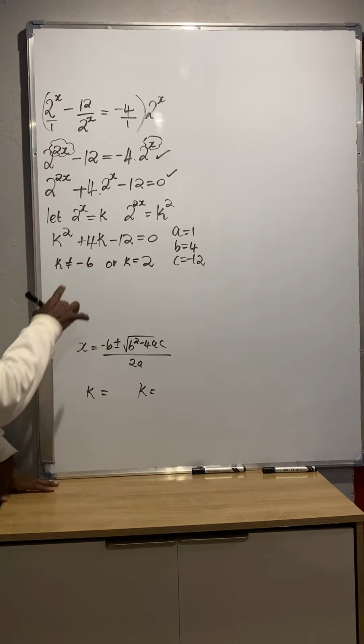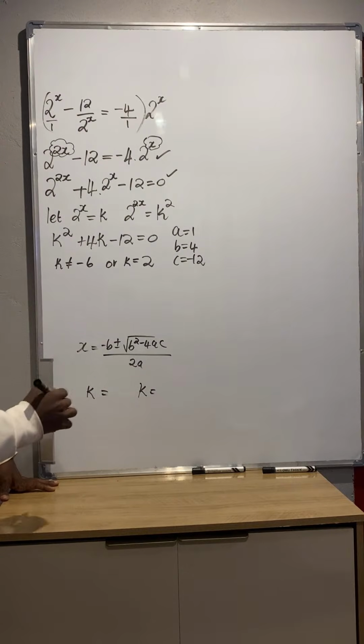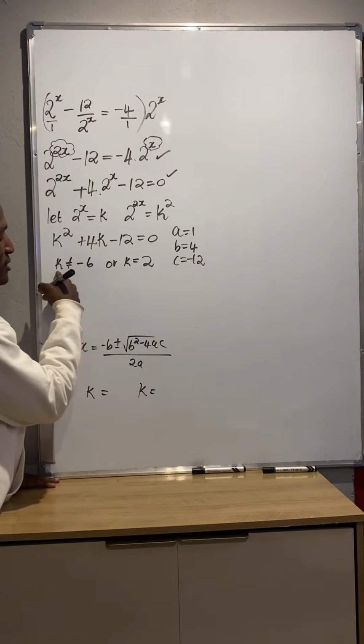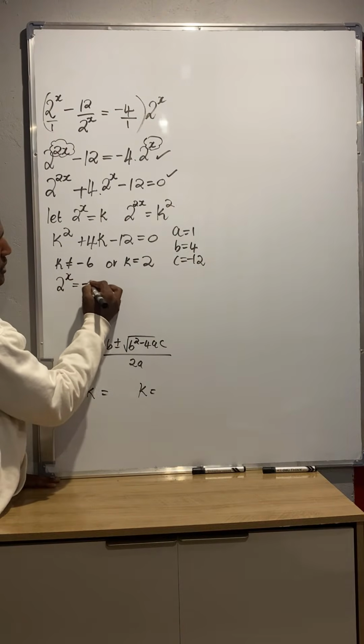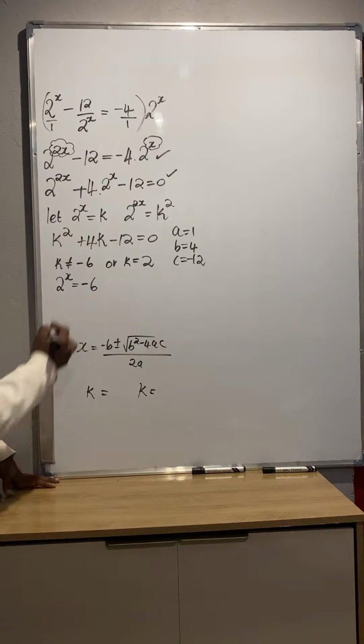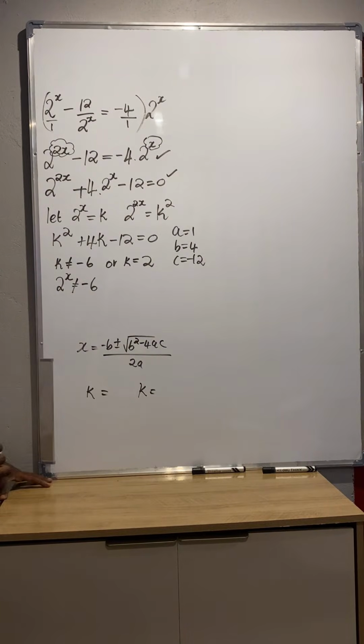Again, don't cancel immediately, but family, k can never be equal to negative 6. So therefore, k will never be equal to a negative number for your level at the moment. Therefore, you substitute. What is k? 2 to the power of x is equal to negative 6. Family, we cannot have this one as positive and the one as negative. Therefore, you still cancel it.